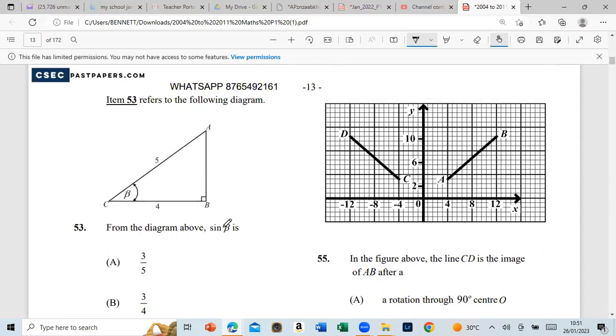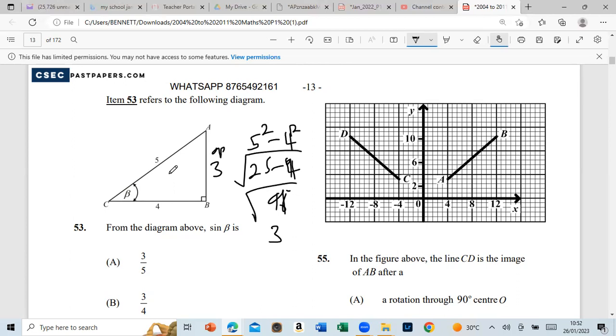From the diagram above, sin B is equal to, so that's opposite. So this will actually be 3, as you're going to say 5 squared minus 4 squared is 25 minus 16. Then you find the square root. No, this is supposed to be 4, and this is 9. So let's work out the 3. So it's opposite over hypotenuse. So this is the opposite, this is our hypotenuse. So it's 3 over 5. Alright, let's move on to 54.